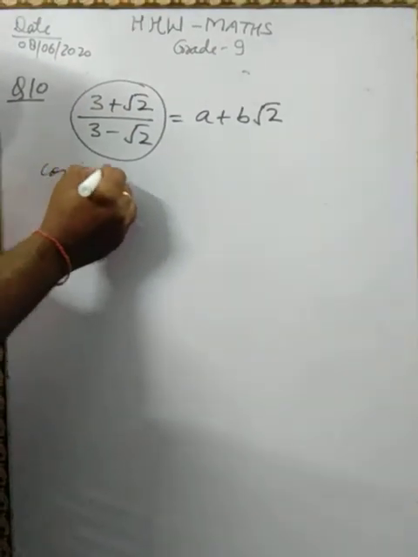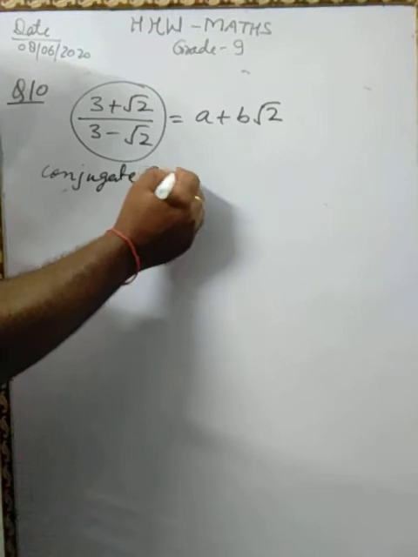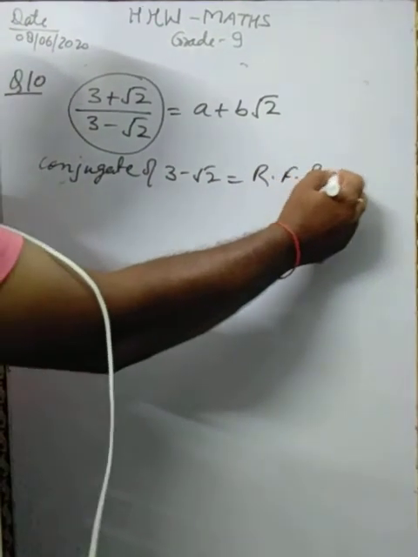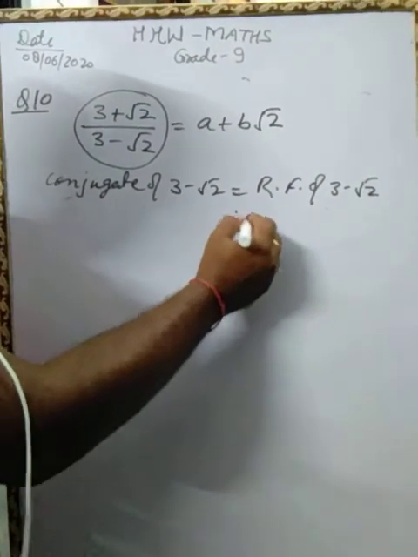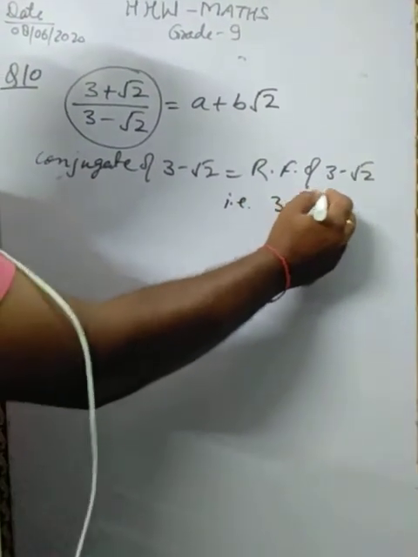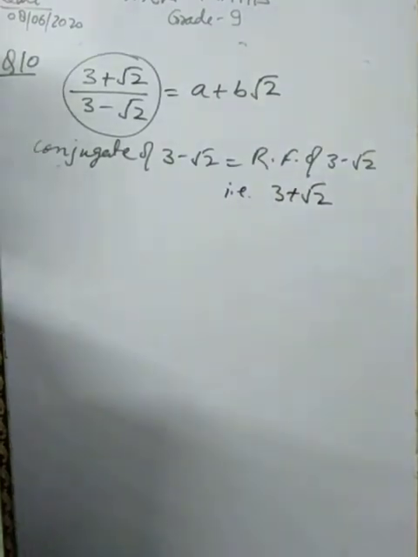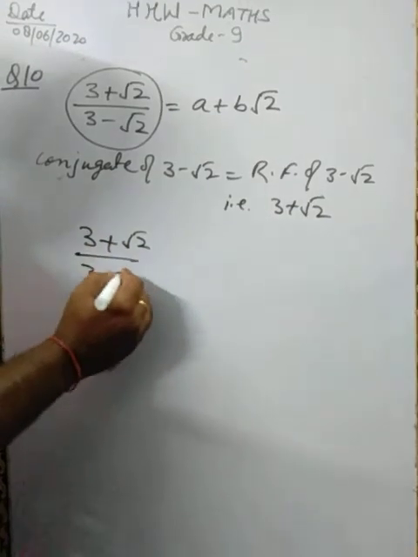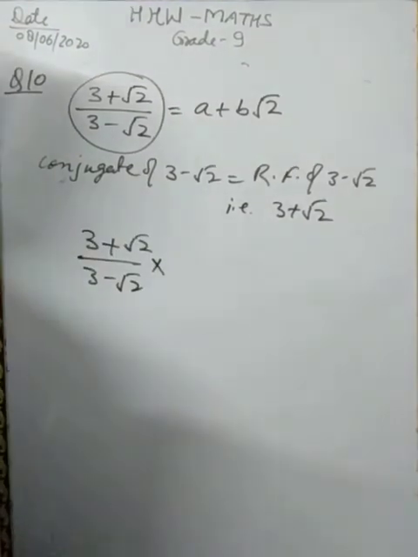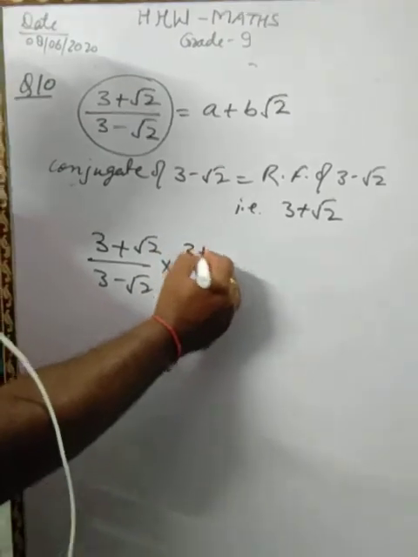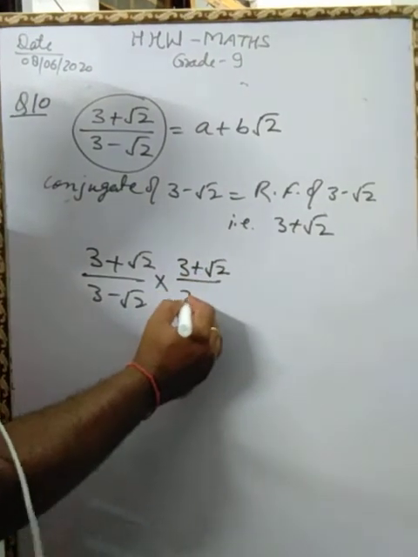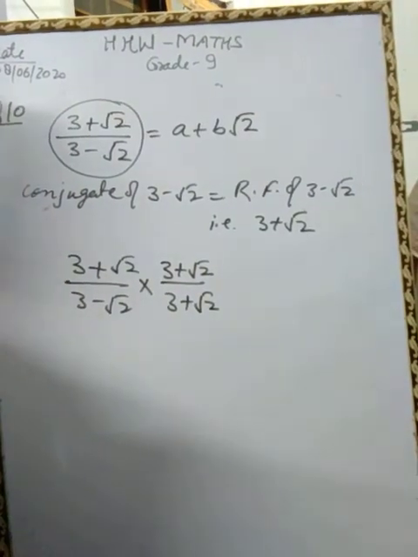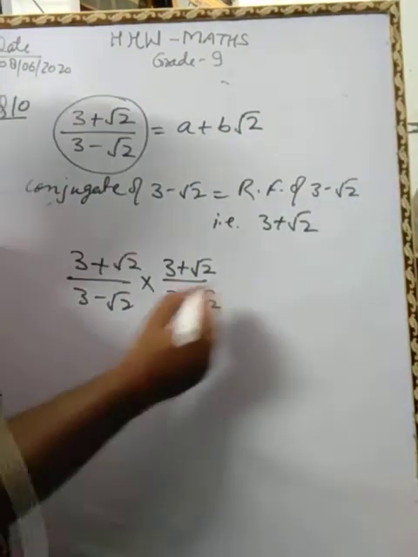Conjugate of 3 minus root 2 equals 3 plus root 2. Now, for 3 plus root 2 over 3 minus root 2, both numerator as well as denominator will be multiplied by 3 plus root 2 upon 3 plus root 2.